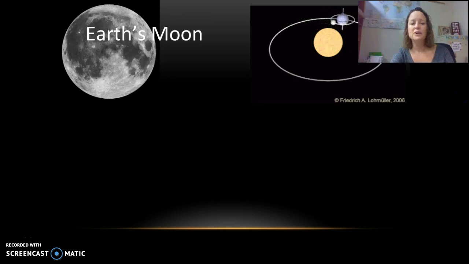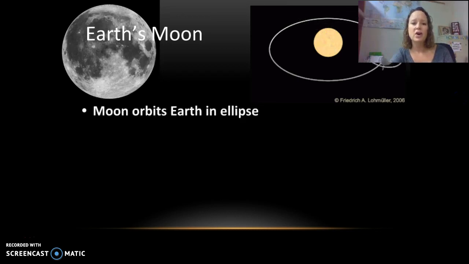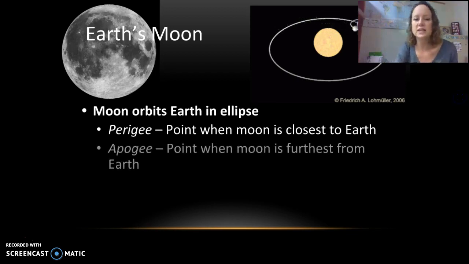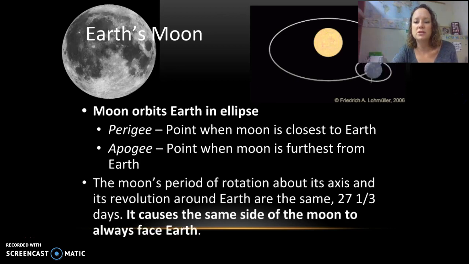All right, so while the Earth is revolving around the sun, the moon is revolving around the Earth. It also orbits in an elliptical path, just like the Earth and other planets. And so part of its orbit, it's closer to the Earth. That is called perigee, similar to perihelion when the Earth is close to the sun. And then apogee is the point when the moon is furthest from the Earth.